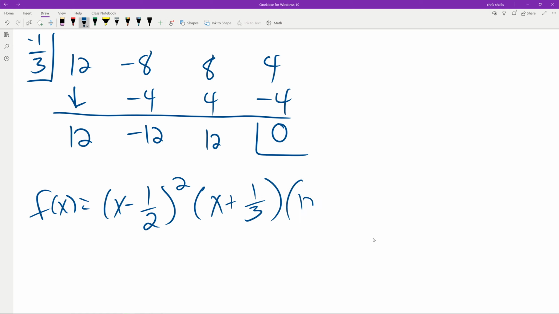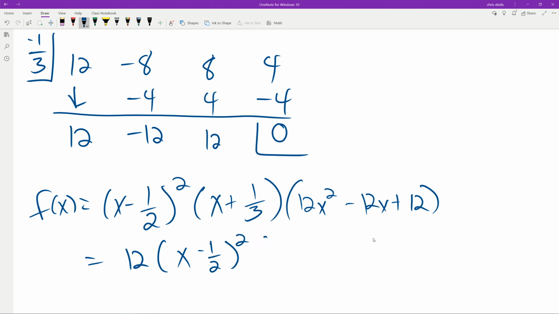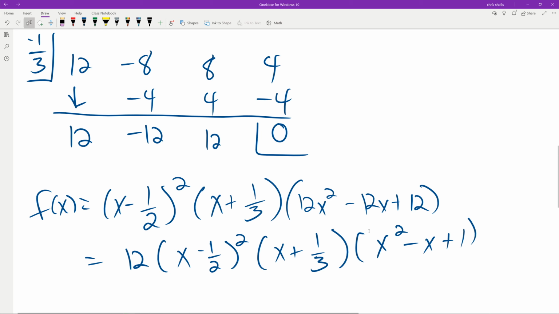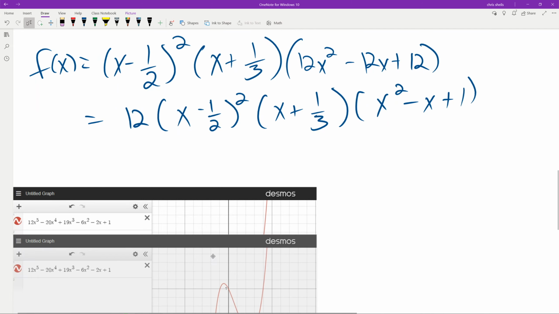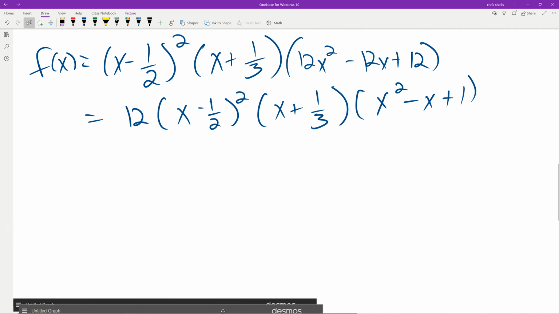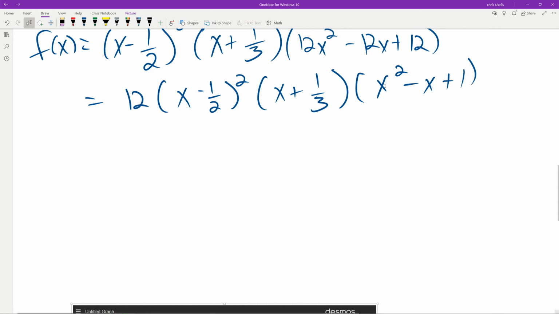times 12x squared minus 12x plus 12. Or I can factor this 12 out and say that this is 12 times x minus 1/2 squared times x plus 1/3 times x squared minus x plus 1. And now I can use the quadratic formula to find these remaining zeros of this quadratic at the end here.